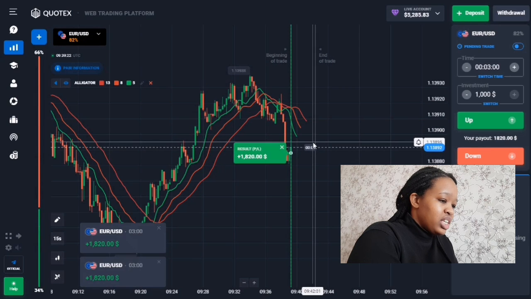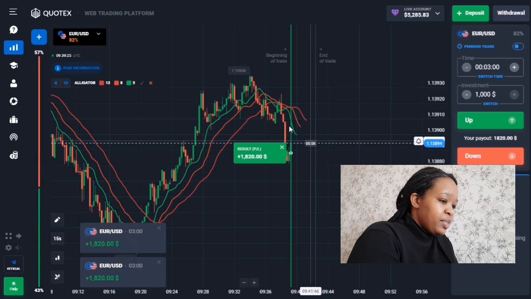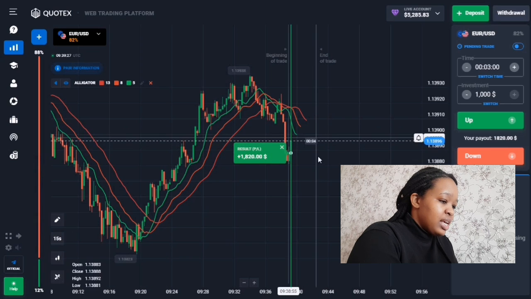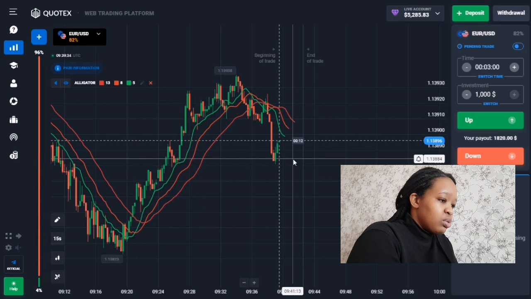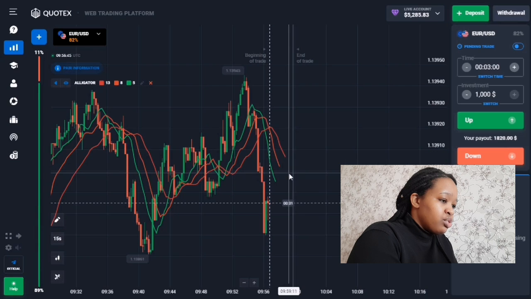Well, this is really dope. After the pullback up, the movement downwards resumed, and this indicator showed a very good entry point, and the price went down steadily. So I think I'm ready to continue my trading.